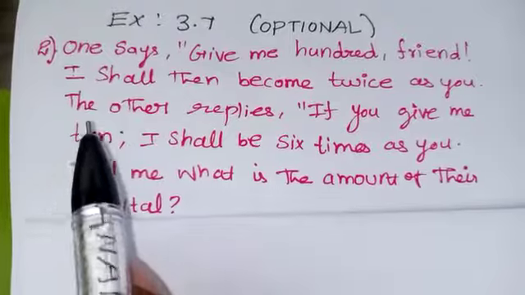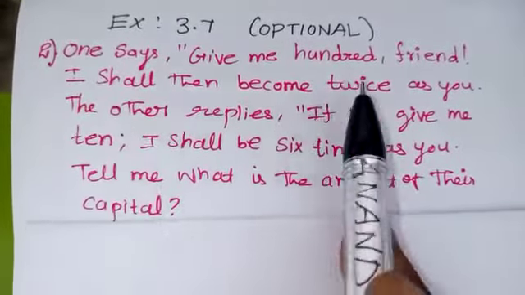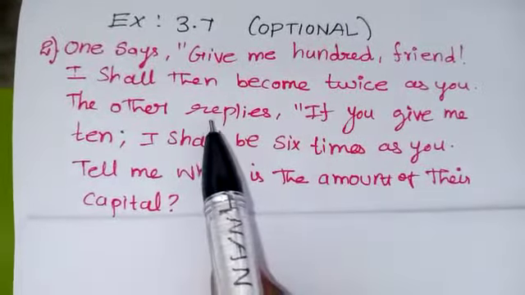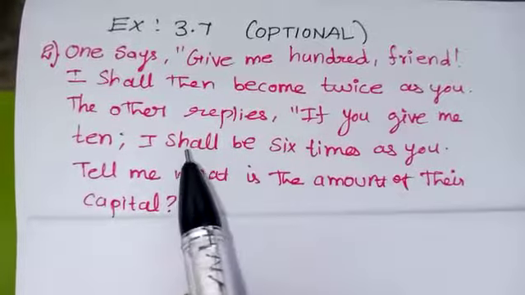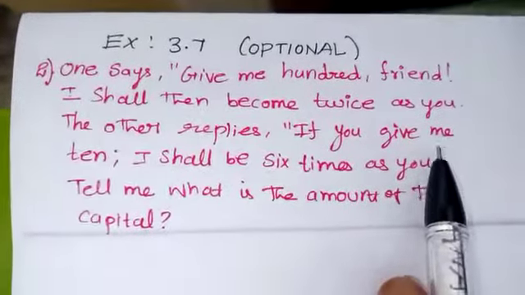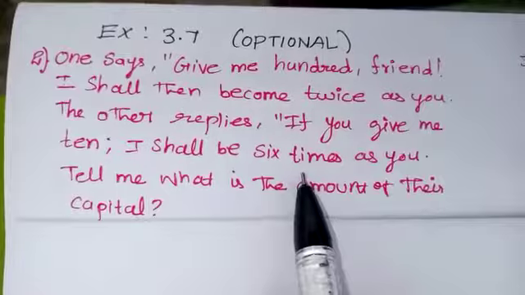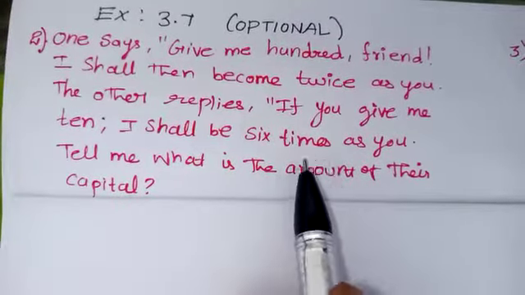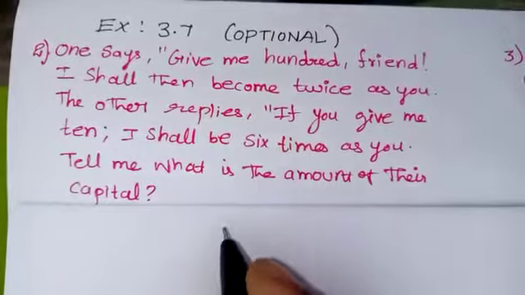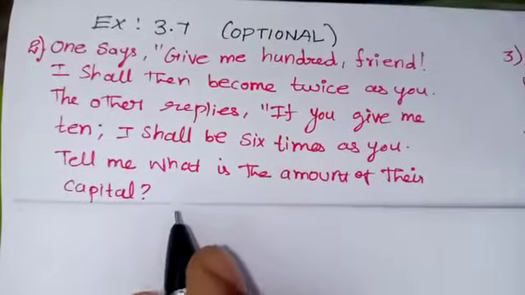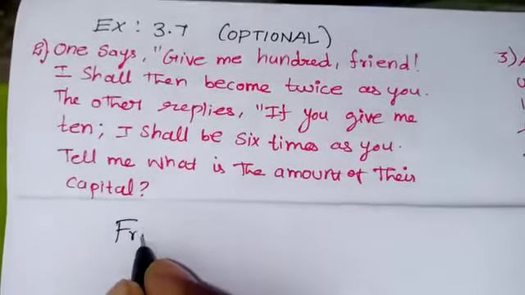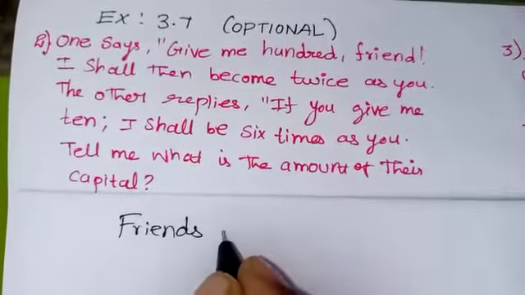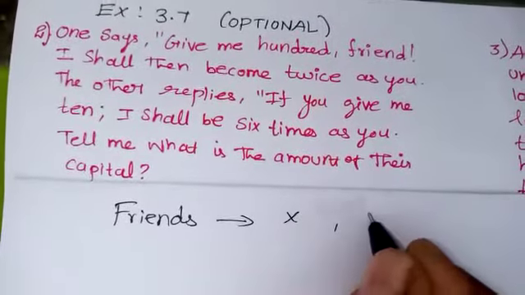Question number 2. One says, give me 100 friend, I shall then become twice as you. In other replies, if you give 10, I shall be 6 times as you. Tell me what is the amount of their capital. So two friends were there. Let us take the friends' names as X and Y.